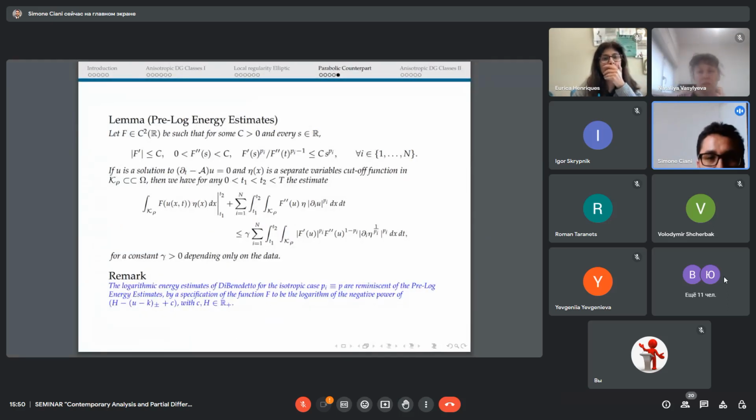What do I mean by pre-logarithmic energy estimates? If one picks a C2 function such that it has particular bounds for the derivatives, second derivatives, and also for this quantity relative to the p_i's, then picking a solution to the parabolic equation and testing with a test function which has separated variables, a product of functions in t and x_i, all equal to 0 on the boundary of a localization of the domain, then for every time from 0 to t, we have the following estimates.